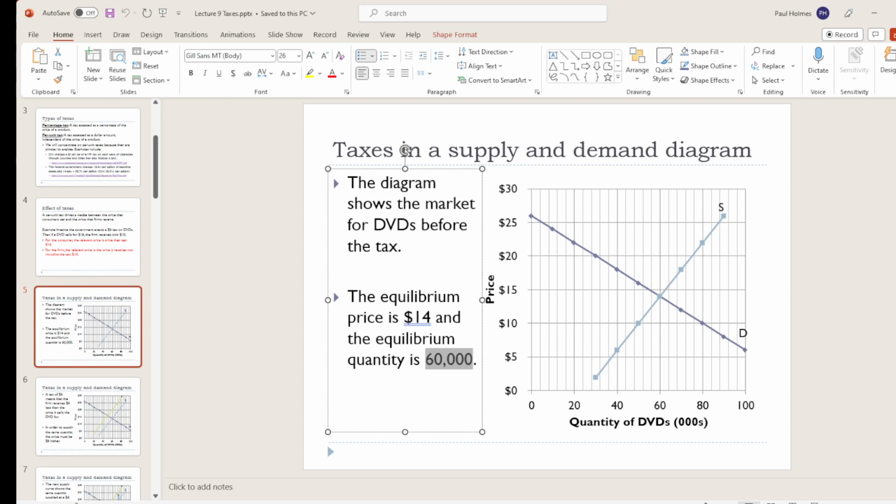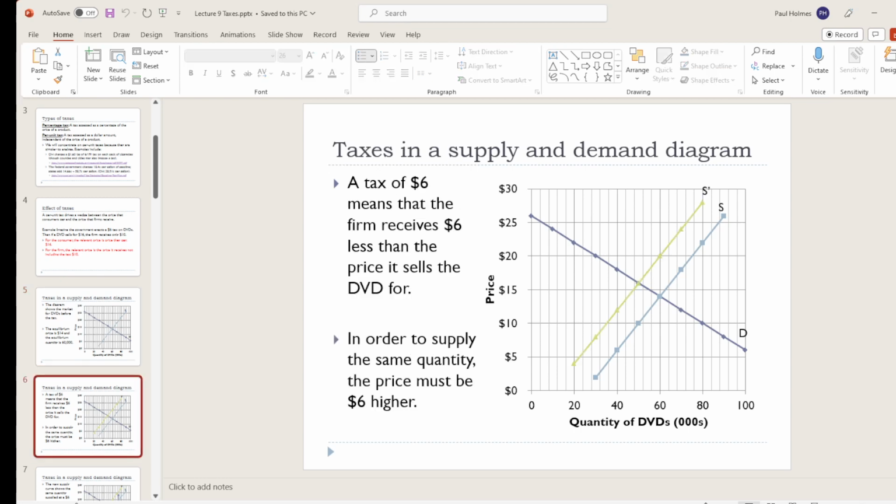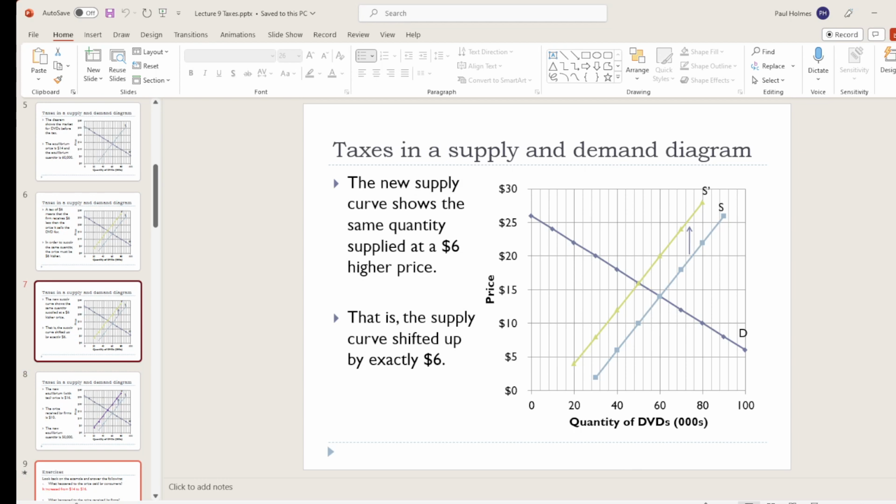But that would be the same for any price along here. Any point on the supply curve, we would need $6 more in order to have the quantity be the same. So that's our typical way of showing a tax on this graph. We shift that supply curve up by exactly the amount of the tax. And so this is what we can use to find our new equilibrium. Our new equilibrium, using the price buyers pay, is going to be where that supply curve, including the tax, touches or crosses our original demand curve.